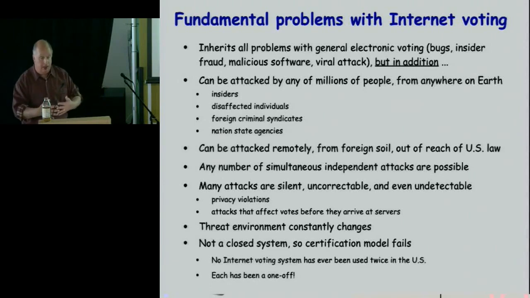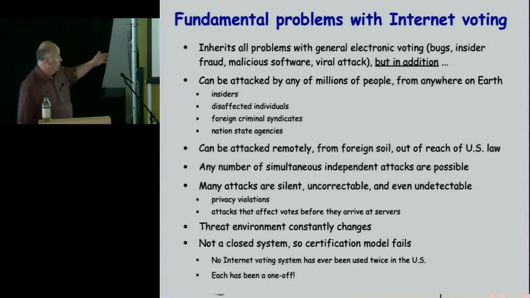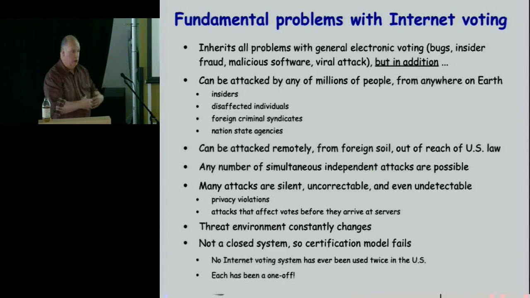Any number of attacks can be conducted simultaneously, independently, without knowledge of each other, possibly even interfering with each other. Who knows? It's a completely uncontrolled environment when the internet is involved. Many of the attacks in question are silent, and they are uncorrectable and not even detectable. Certainly privacy violations: if I collect all the votes and publish on the internet how you all voted, you're not going to be able to correct that. And if I do some other kind of attack on the votes, before they arrive at the election server, either in your client or in transit, the election officials are not even going to detect that, let alone be able to correct it.